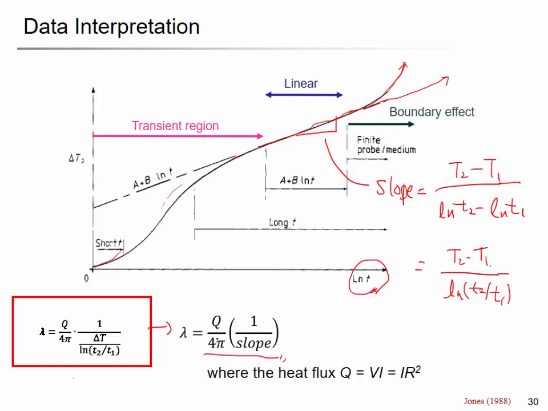And the Q, how can we calculate the heat flux? Heat flux can be calculated from the electrical current and the voltage that you apply to the heater. Here V is the voltage, the potential that you apply to the heater, and I is the electrical current going through the heater. So from that you can calculate the heat flux.